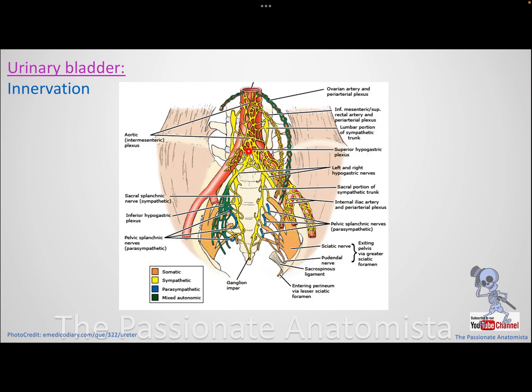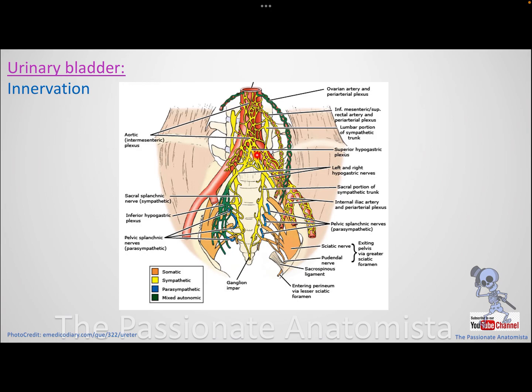To be more specific about where exactly they are coming from: the aortic plexus, the intermesenteric plexus, and the lumbar portion of the sympathetic trunk will form the superior hypogastric plexus. Plexus means a group or fusion of nerves. The superior hypogastric plexus is basically sympathetic, but it will receive parasympathetic.